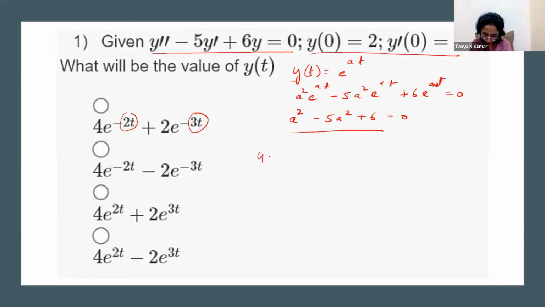So final solution will be y is equal to c1 e power a1t plus c2 e power a2t. It will be of this form, or if you have repeated roots, something like that. You know how to solve differential equations. So substitute the initial conditions to find out c1, c2. Okay, we'll go to the next question.